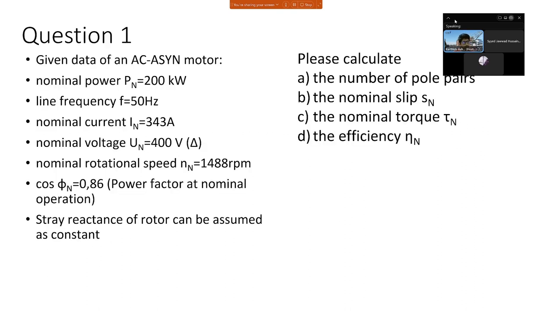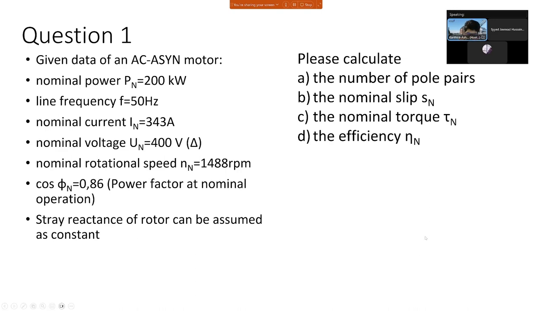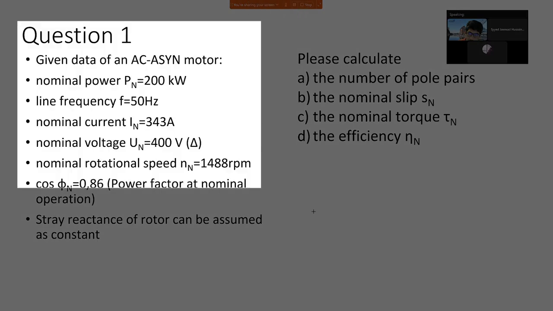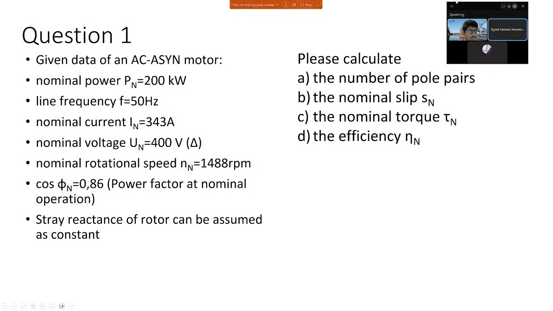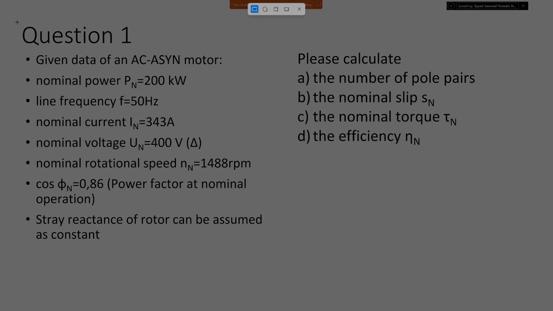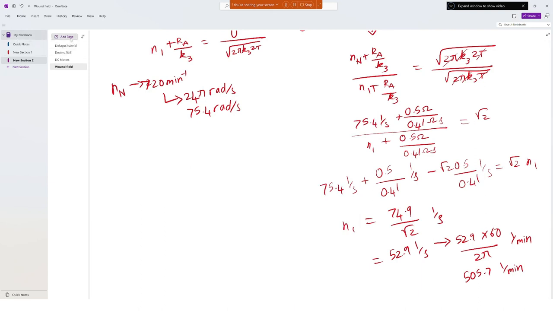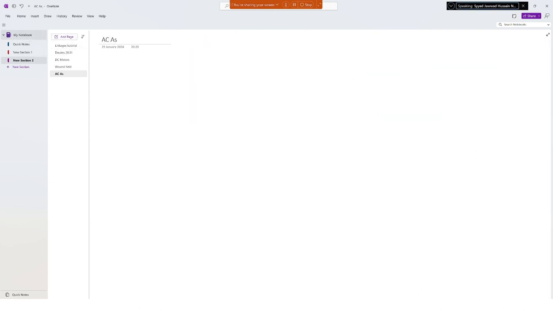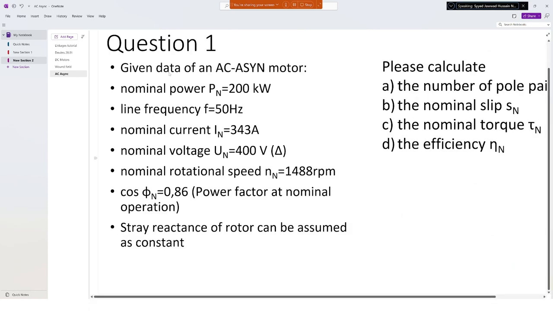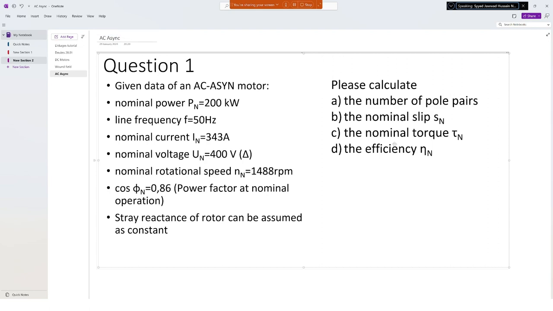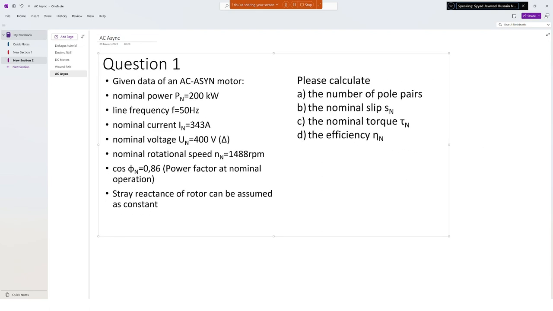So let's do this example question. I will solve this question. Given data: don't get scared by the large number of parameters given. Nominal power 200 kilowatts, frequency 50 hertz. Normal in Europe it's 50 hertz, in the US and parts of Japan it's 60 hertz. Nominal current 343 amps.